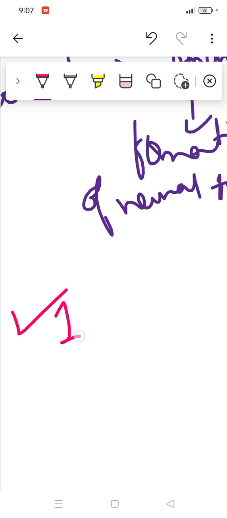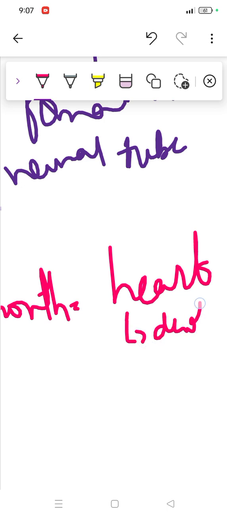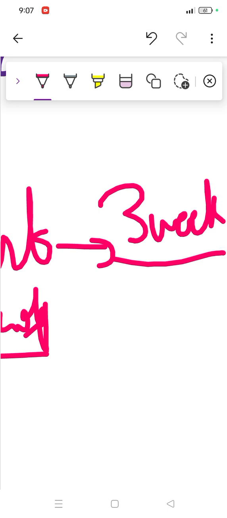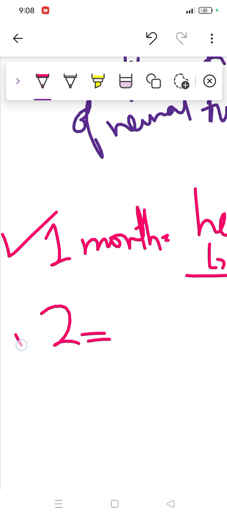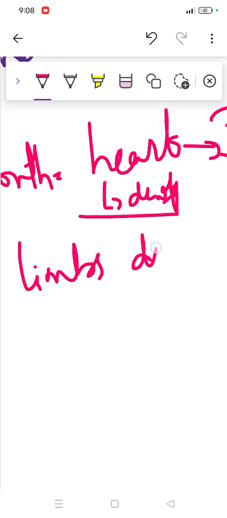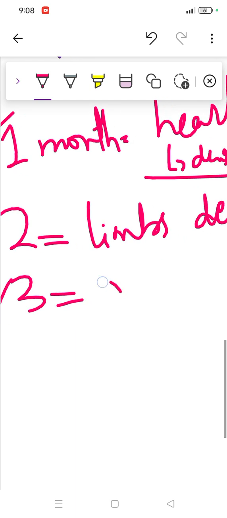When the first month ends, there's the formation of the heart. This means the heart develops in that period, completing by the third week. In the fourth or fifth week we see the brain folding and curving into a structure. Then comes the second month. What we see in this one is limb development, the hands and legs developing. Then comes the third month, which is also called the first trimester, when all organs are fully developed.